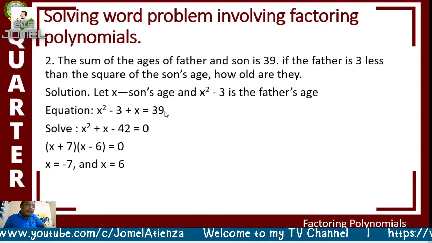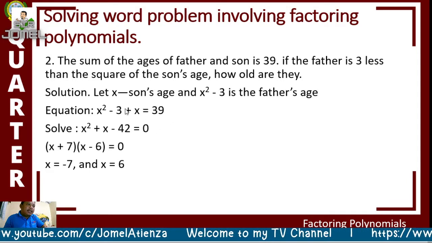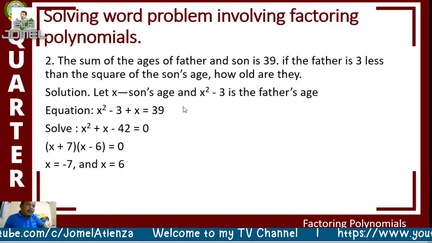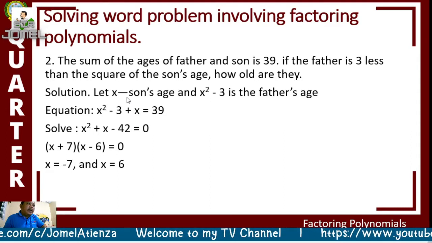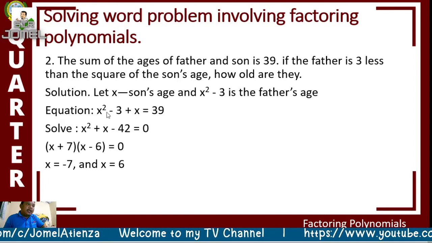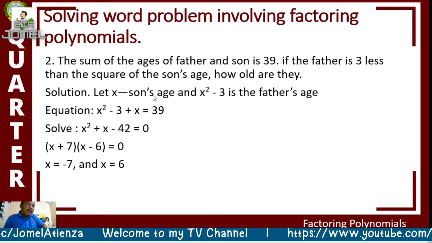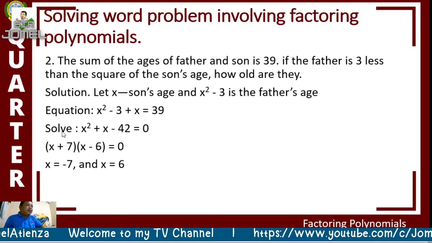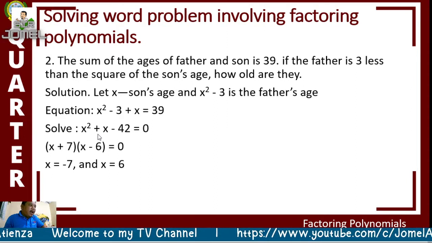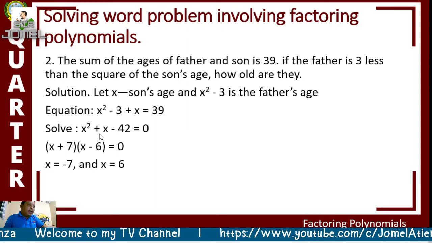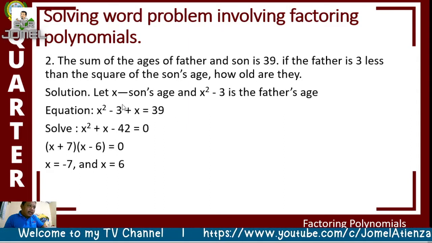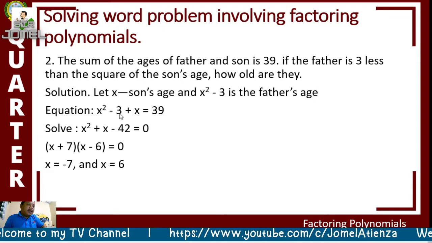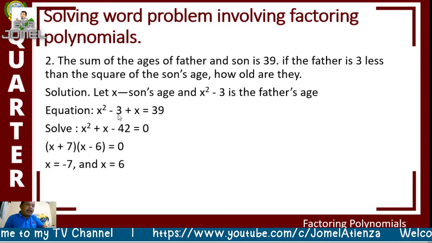The sum of the father and son is 39. What is the father's age? x squared minus 3. What is the son's age? x is the son's age. So, therefore, this is our equation. Now let's solve it. x squared plus x. Why did it become negative 42? Transposition: the 39 becomes negative 39.